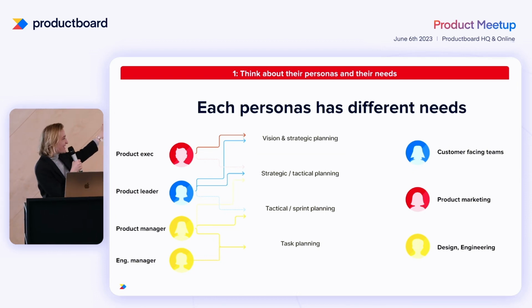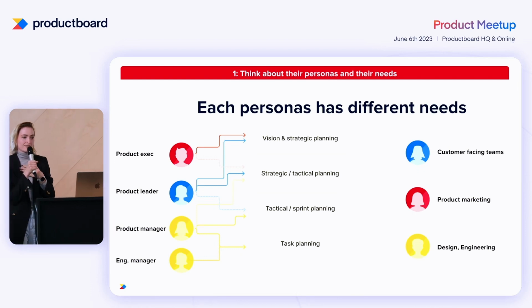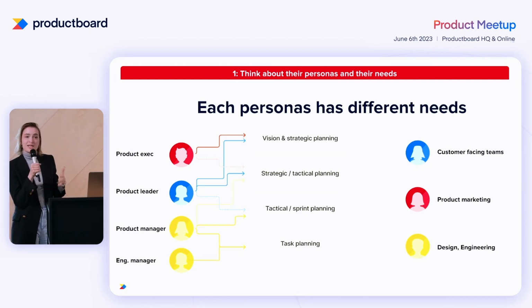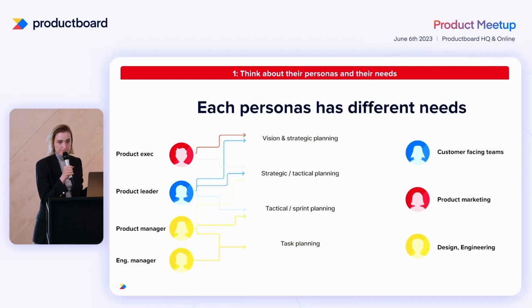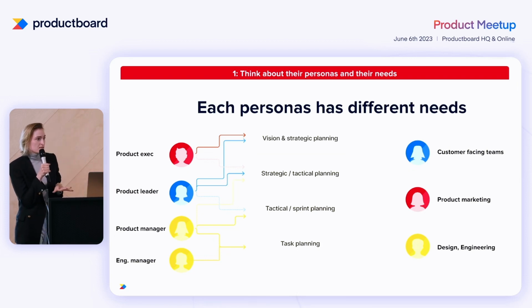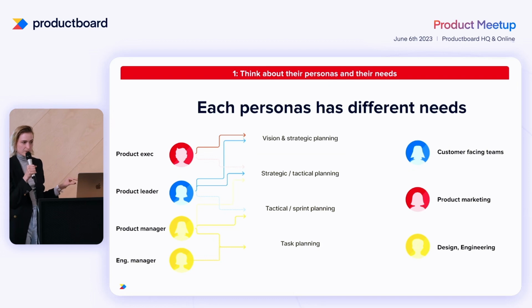So someone like a product exec, their goal from roadmaps is that they want to understand the vision and they want to focus on the strategic planning, right? So they need to understand the outcomes and which high-level initiatives are going to contribute to the outcomes, right? They're probably not interested in very detailed level planning. Usually the more detailed, the more confusing. So they usually want to keep it super high level, right?